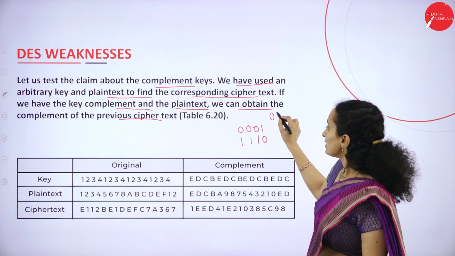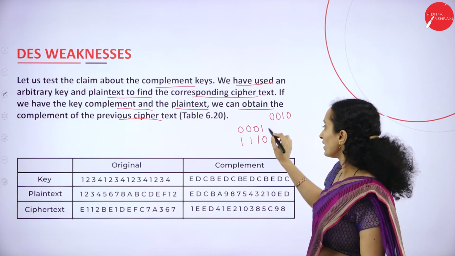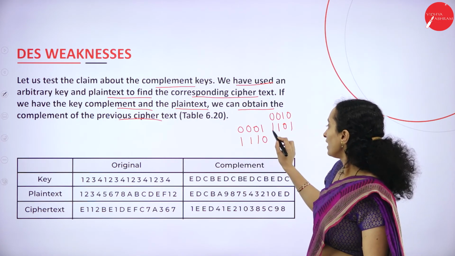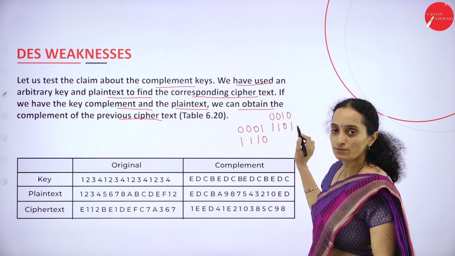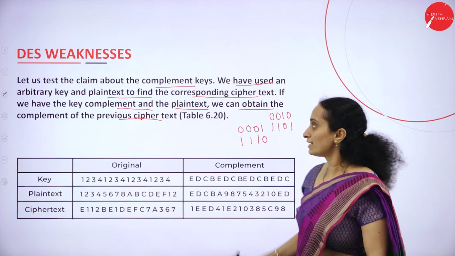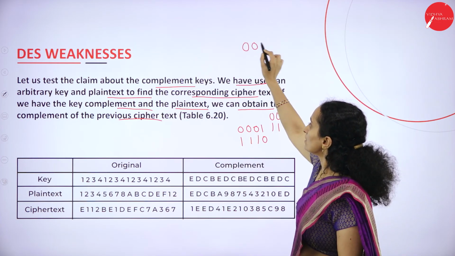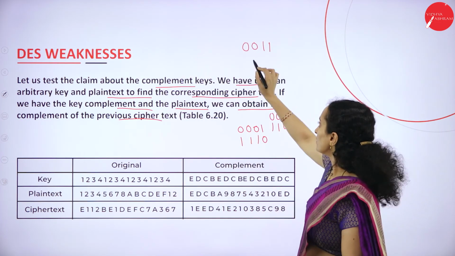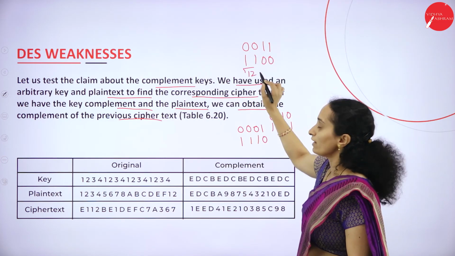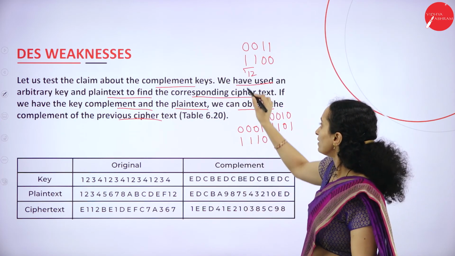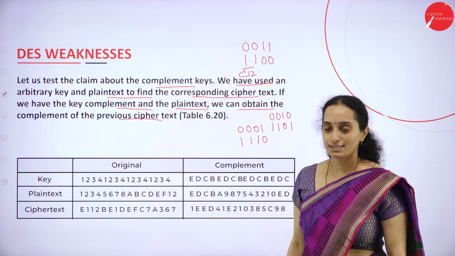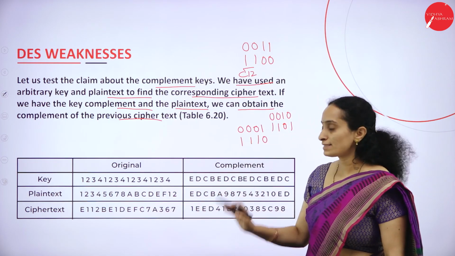2 is 0010. What you get is 1101, which is 8 plus 4, 12, plus 1, 13. It is D, right? Now we have 3. If you take 3 it is 0011. What is the complement? 1100. It will give you 12. How do you represent 12? It is C. So 3 is complemented as C. 4 is complemented as B.